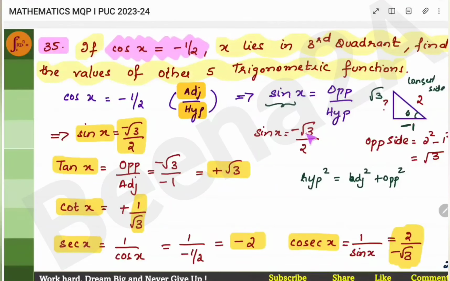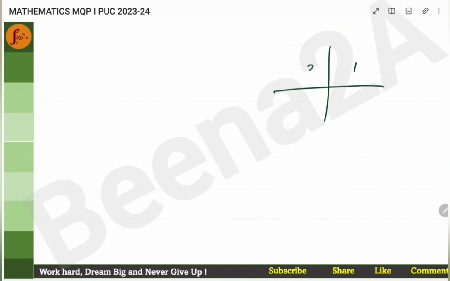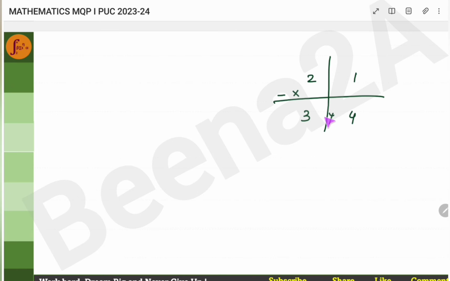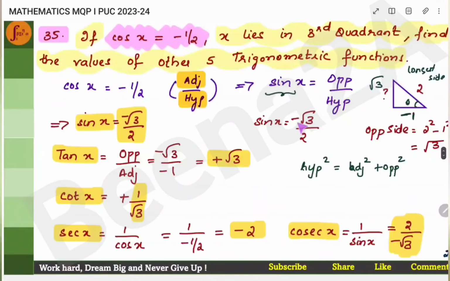So sin x is opposite by adjacent. So it's going to be minus root 3 by 2. Now why is it minus root 3? Because they said x is in the third quadrant. In the third quadrant, this is first, second, third, fourth. In the third quadrant, you have x and y as negative. So x lies in the third quadrant. In the third quadrant, y is negative, right? That's why we put negative here.